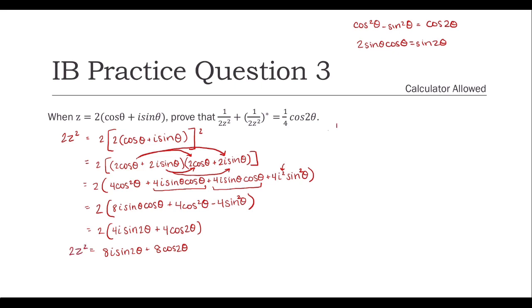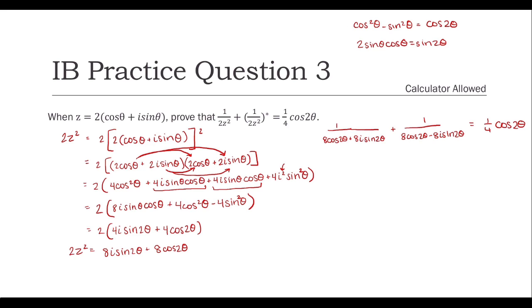So we have 1 over our 2z squared. So we'll write our real part first. So 1 over 8 cosine 2 theta plus 8i sine 2 theta plus our conjugate. So 1 over 8 cosine 2 theta minus 8i sine 2 theta. And we need to prove that that equals 1/4 cosine 2 theta. So to get the same denominator, we're going to multiply the denominators by each other.